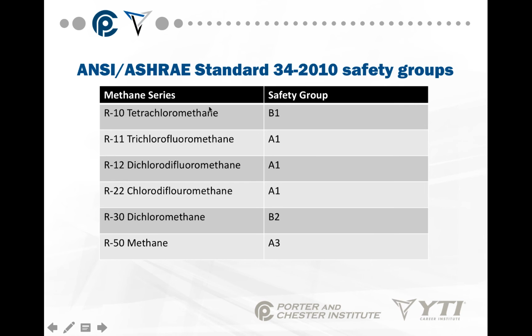So in the 34-10-2010 safety groups, R10 is a B1. R22, which is actually what we use in a lot of residential systems, is an A1. R12 is also an A1. You're going to find that the majority of refrigerants you're going to be using are in the A1 group unless you deal with ammonia.